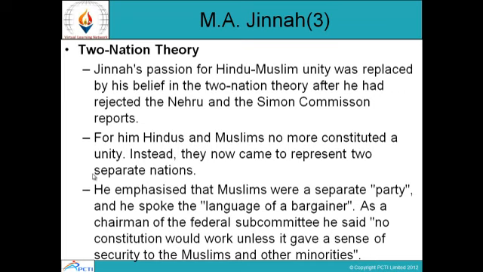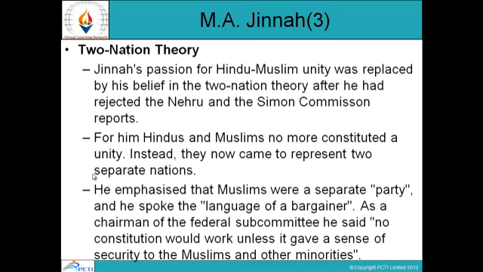Jinnah's passion for Hindu-Muslim unity was replaced by his belief in the two-nation theory after he had rejected the Nehru and the Simon Commission reports. For him, Hindus and Muslims no more constituted a unity. Instead, they could now come to represent two separate nations. There have to be two separate nations for Hindus and Muslims, as they were not together and no longer constituted a unity.